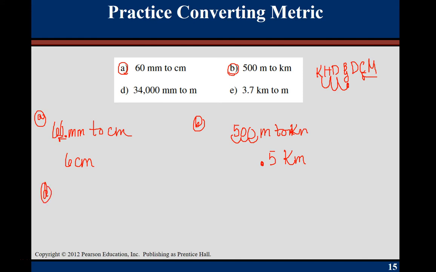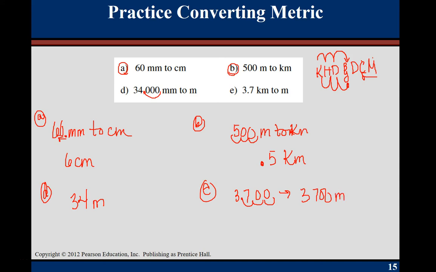D. I have millimeters, and I want to go to meters again, so that's 1, 2, 3 spots to the left, so that would be 34 meters. Kilometers to meters is a little different than the other ones that we've done, because I'll start at the K and go 1, 2, 3 to the right, and so now I'll have to jump over the 7, do 1, 2, 3, and actually add in some zeros so that I have 3,700 meters.